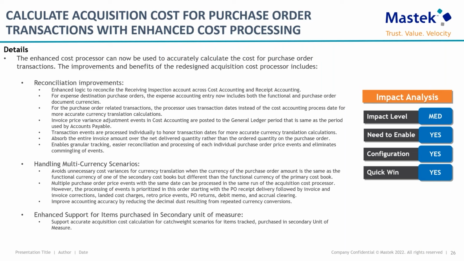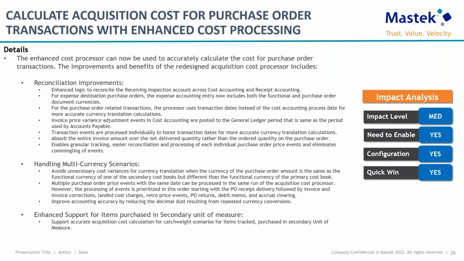Next type is to handle the multi-currency scenarios. Avoid unnecessary cost variances for currency translation when the currency of the purchase order amount is the same as the functional currency of one of the secondary cost books, but different than the functional currency of the primary cost book. Multiple purchase order price events with the same date can be processed in the same run of the acquisition cost processor.